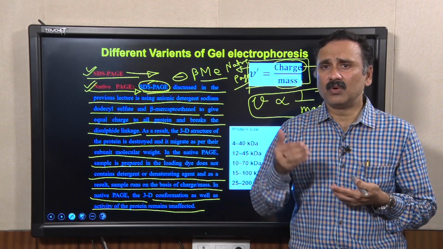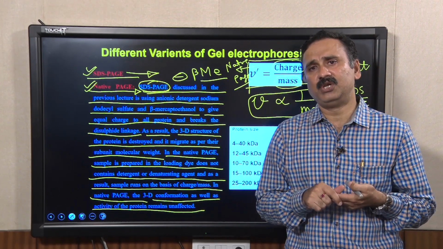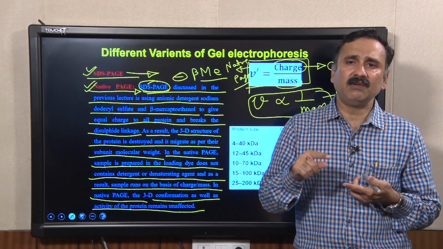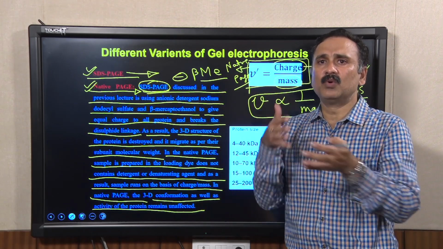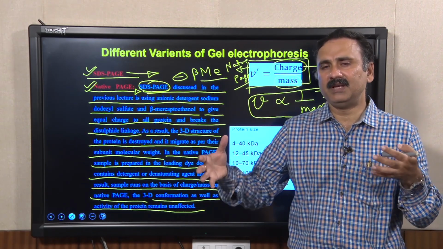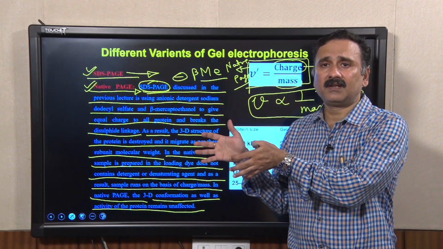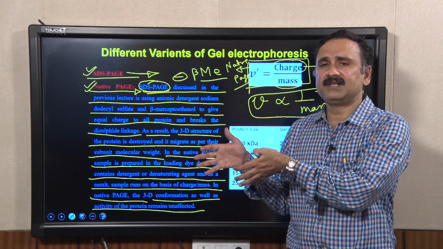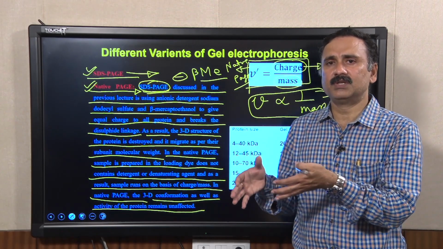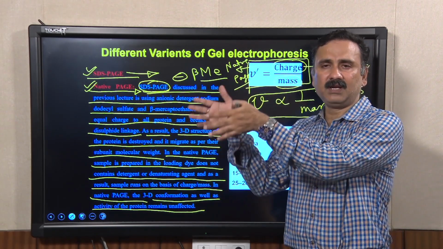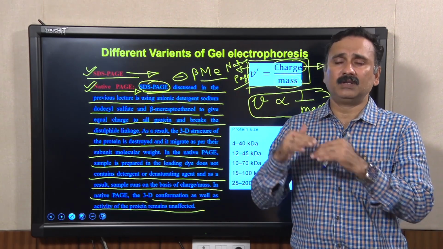Number 3, because the native PAGE also allows you the 3-dimensional conformations, the native PAGE can be used even for studying the interaction between two proteins. For example, if protein A and protein B interact with each other, their resultant charge and resultant molecular mass is going to be very high. So, that is how you can ask that particular question. If you load protein A, protein B and the protein AB complex, then the electrophoretic mobility is going to be different for the complex.